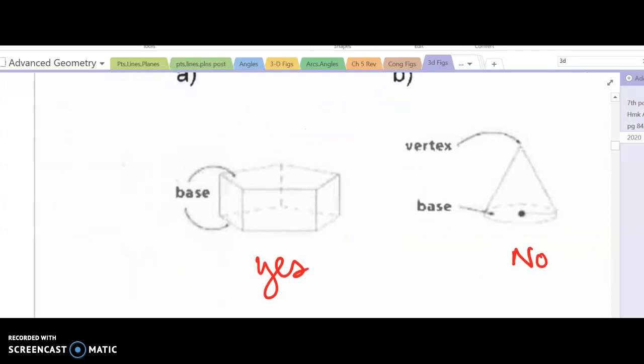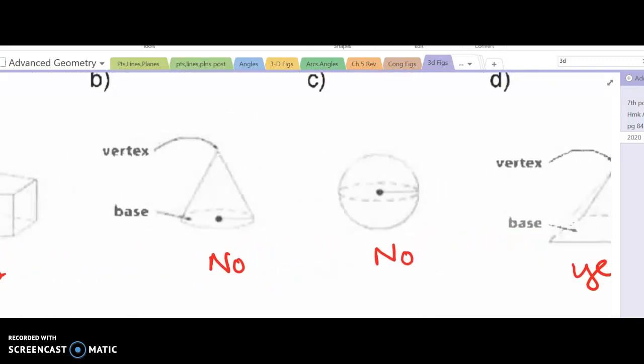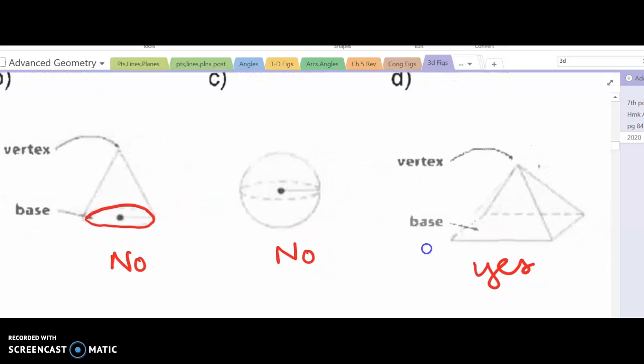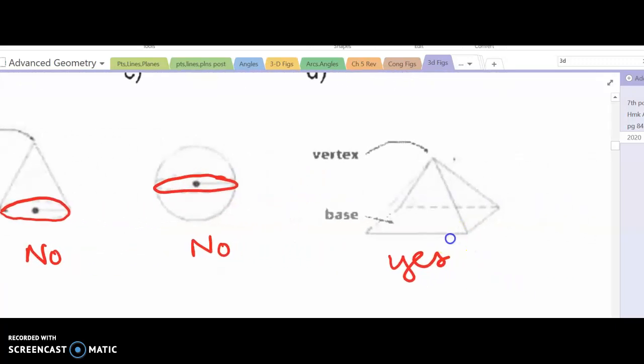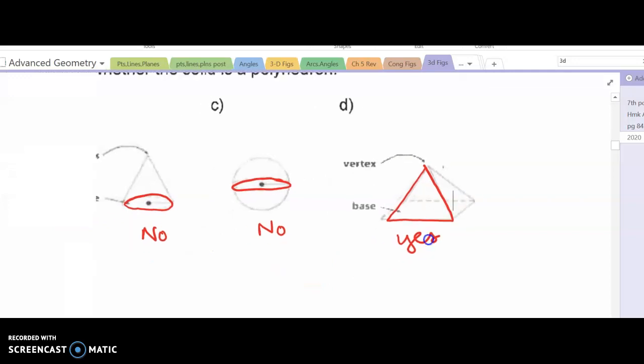It has flat sides that are polygons, and it encloses that space. The second one, no, this is a cone which has that circle there at the bottom. Anything with a circle on it is not going to be a polyhedron. The next one, again, we got circles, friends, so that sphere is a no. And then the last one is a yes. Pyramids, things with triangle sides, are still polyhedrons, even though their sides aren't rectangles.